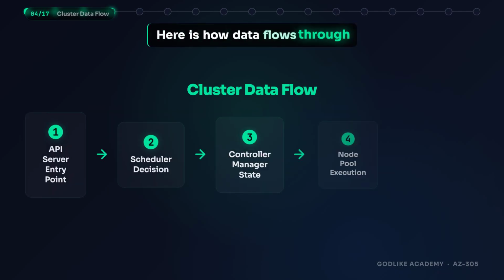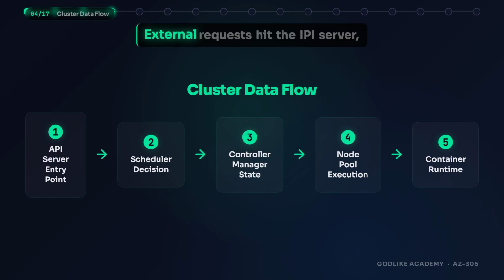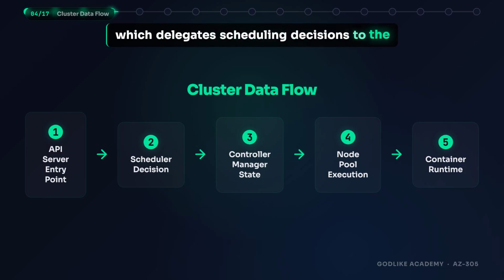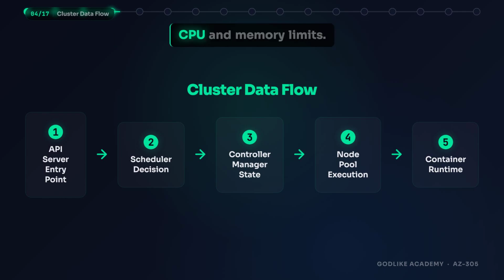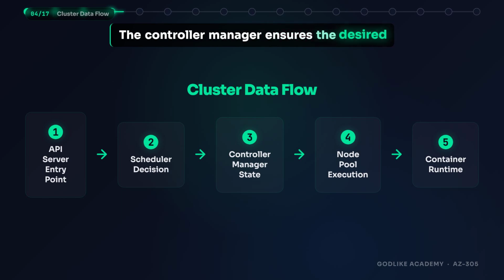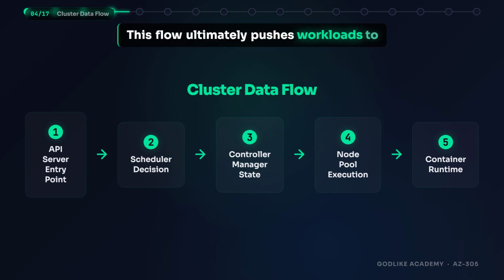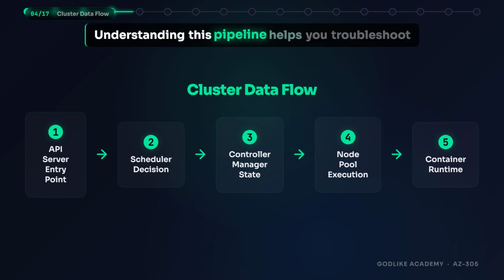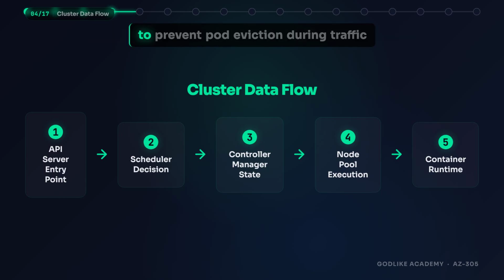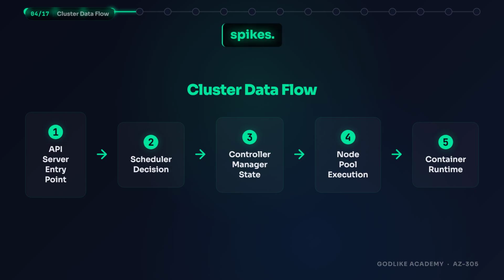Here is how data flows through an AKS cluster. External requests hit the API server, which delegates scheduling decisions to the scheduler based on resource requests like CPU and memory limits. The controller manager ensures the desired state matches reality by reconciling pods with node capacity. This flow ultimately pushes workloads to your node pools where containers execute. Understanding this pipeline helps you troubleshoot scheduling failures and optimize resource quotas to prevent pod eviction during traffic spikes.